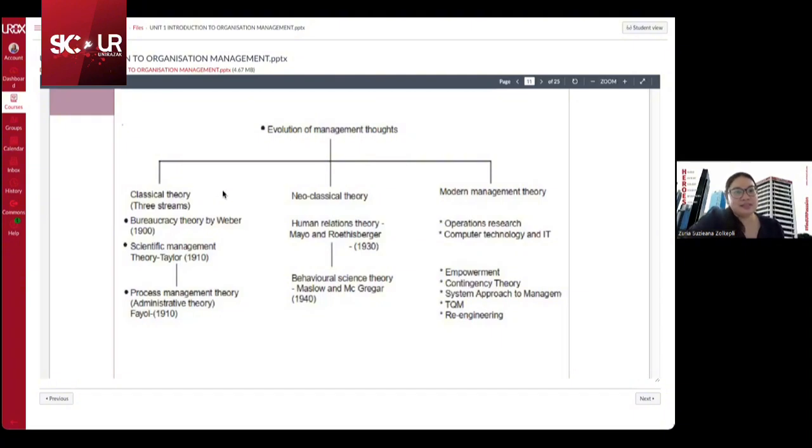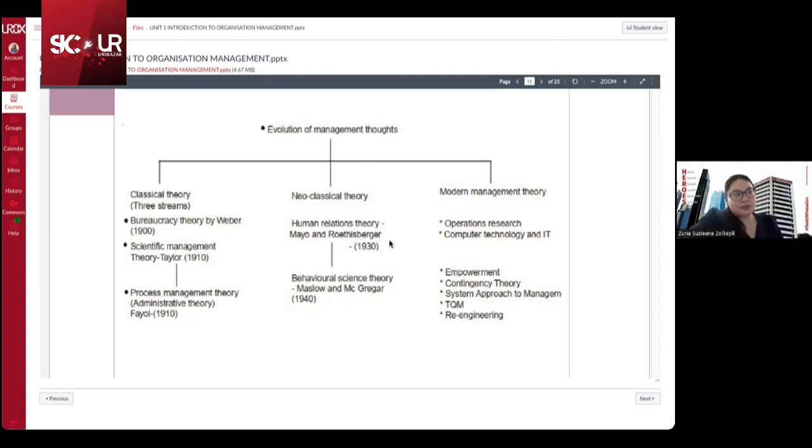Okay, so let's take a look at the evolution of management thoughts. Okay, for classical theory, we have bureaucracy theory by Weber. And then we have the scientific management. This one is by Frederick Taylor. Process management theory ataupun kita panggil sebagai administrative theory by Henry Fayol. And then neoclassical theory, Mayo and Roethlisberger.